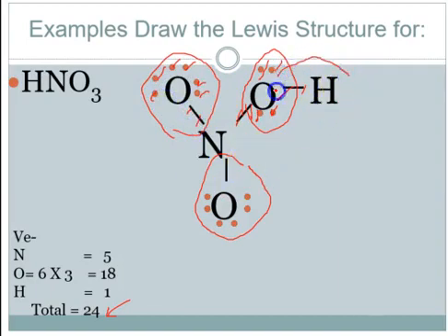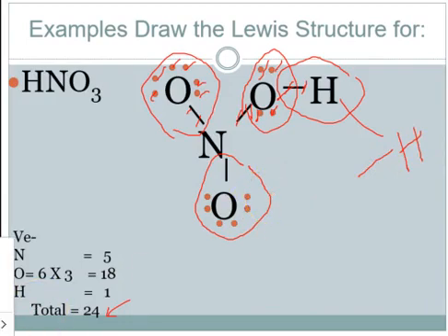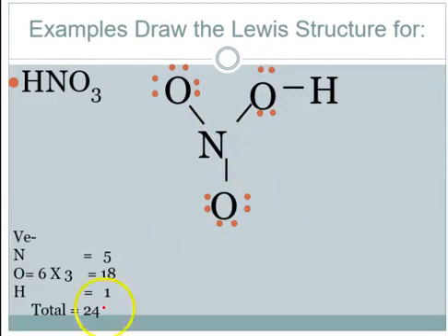This hydrogen's happy with just 2. Remember, hydrogen only needs a stick. Never connect hydrogen with anything more than a stick because its closest noble gas is helium, which means it only needs 2 electrons. However, our nitrogen is not happy here. So we're going to need to erase 2 of the electrons. It didn't matter which 2 I picked. I happened to pick the 2 that were right here and create a double bond.